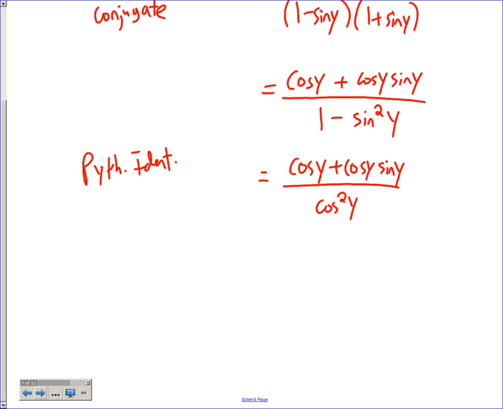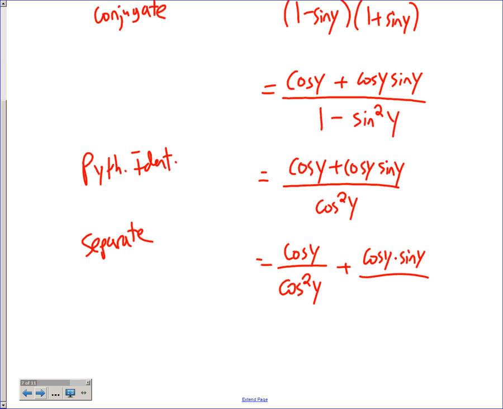Okay. My next step, I'm going to break up the fraction on the right side into 2 separate fractions. So let's separate. We've got cosine of y over cosine squared y. And then we've got cosine y times sine y over cosine squared y. And in each of these terms, we can simplify by reducing the power of cosine.